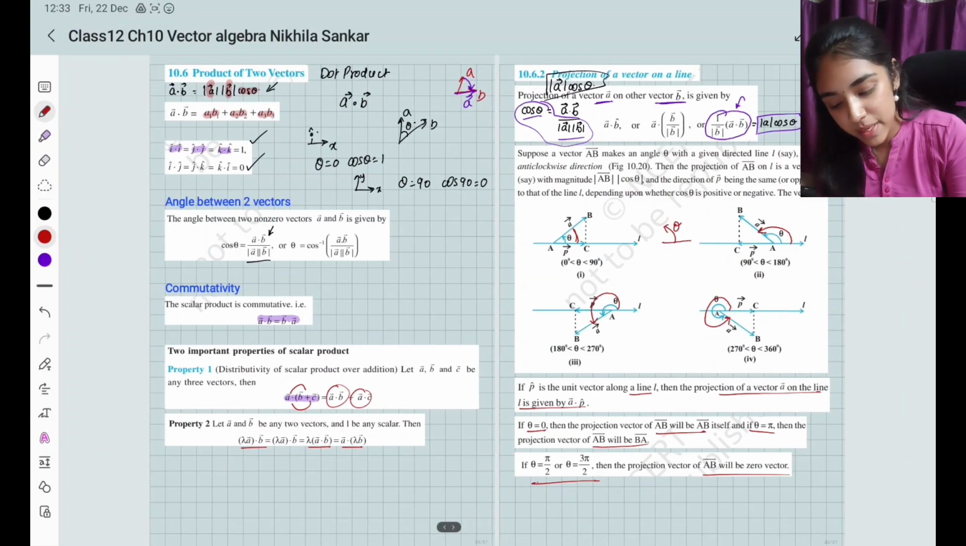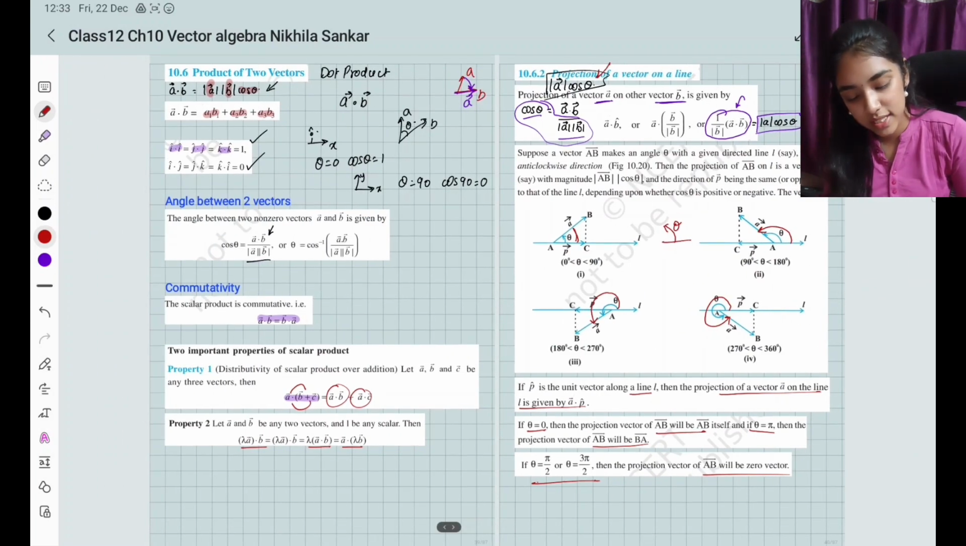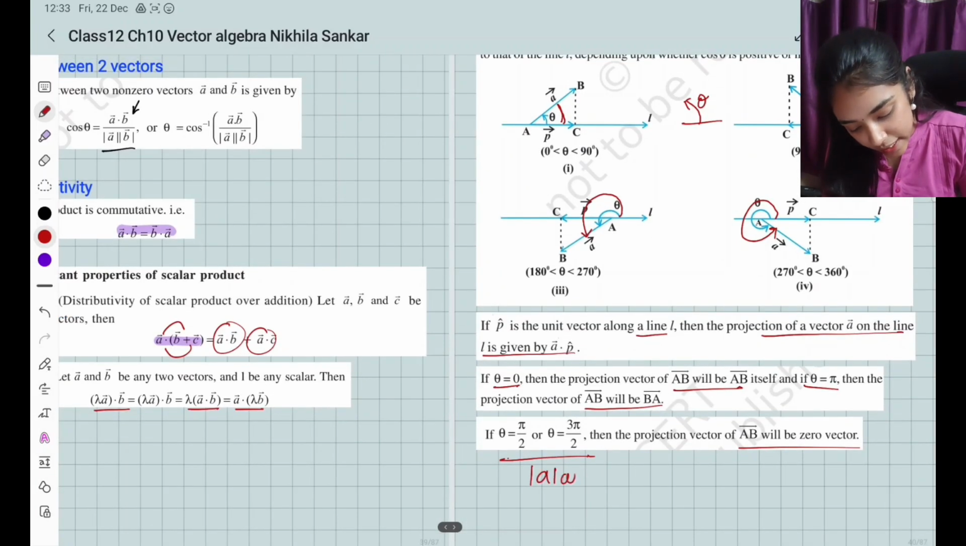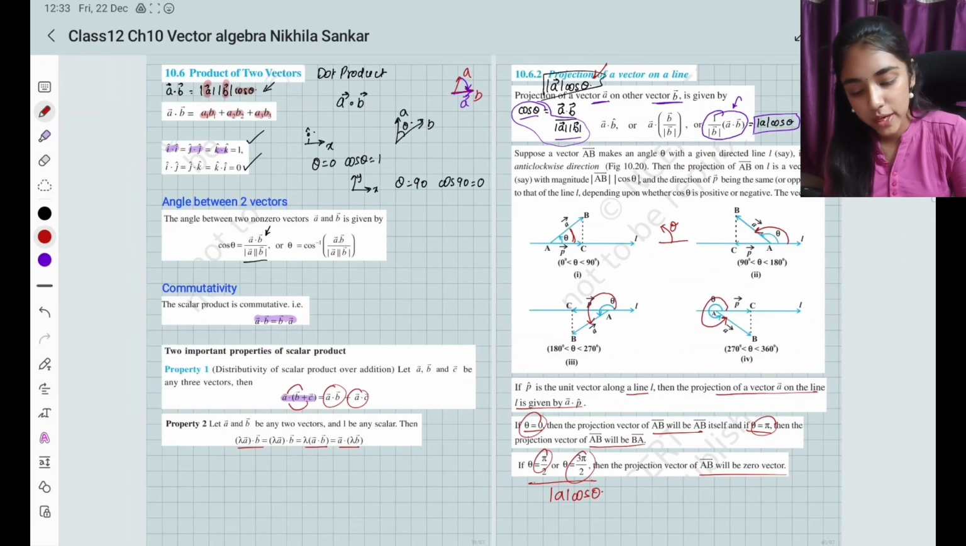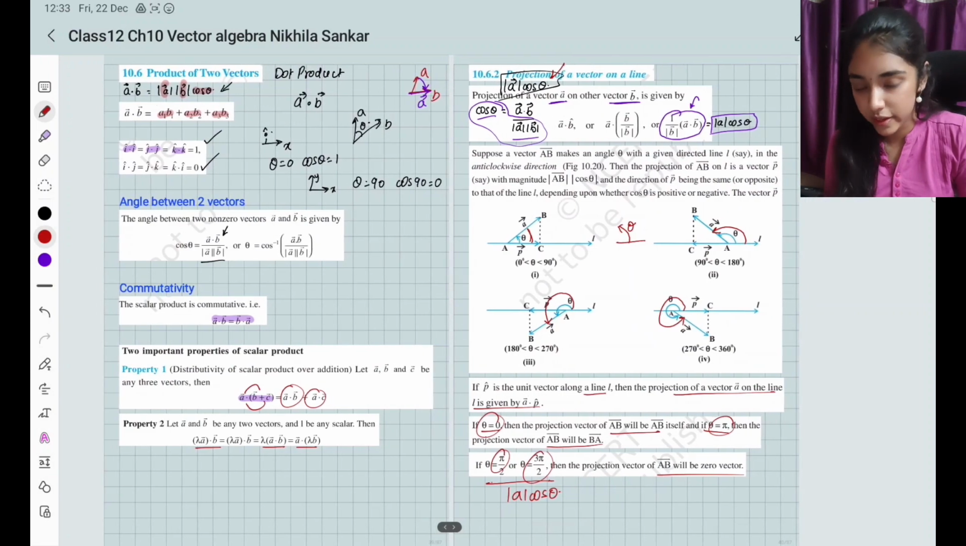Okay? What is projection basically? A times cos theta, right? So if we substitute, it is A times cos theta. If we put theta as 0, we get the same value. If we put theta as pi, it will be minus 1. Then if we put theta as pi by 2 or 3 pi by 2, it is going to be 0. Okay? Simple. So, this is the projection of a vector.